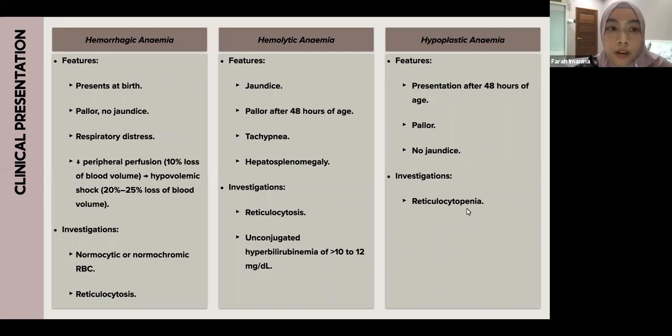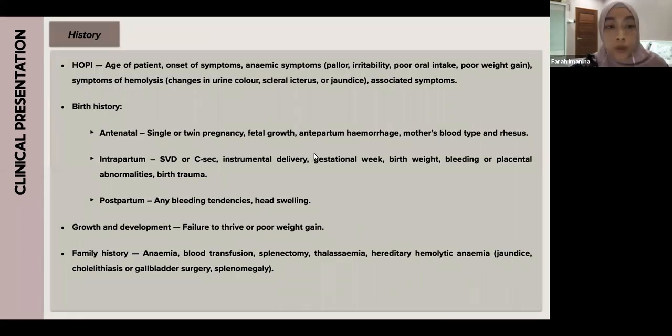Okay, all right. So for history, what we want to ask for HOPI, of course, the age of the patient, when is the onset of symptom, the anemic symptoms, for example, pallor, irritability, poor intake, poor weight gain, symptoms of hemolysis, like the previous presenter mentioned, for example, changes in urine color. In chronic hemolysis, they can come with dark urine, jaundice, and any associated symptoms.